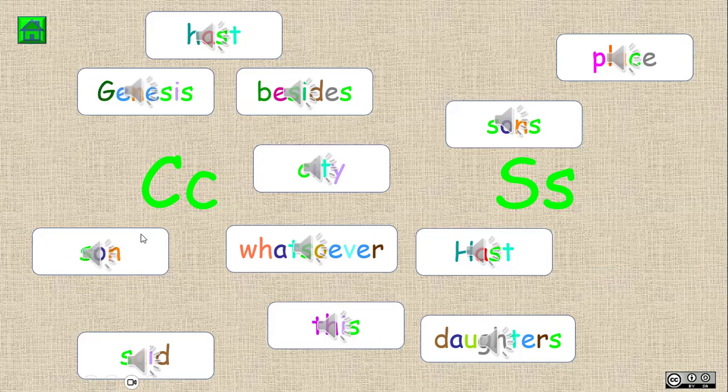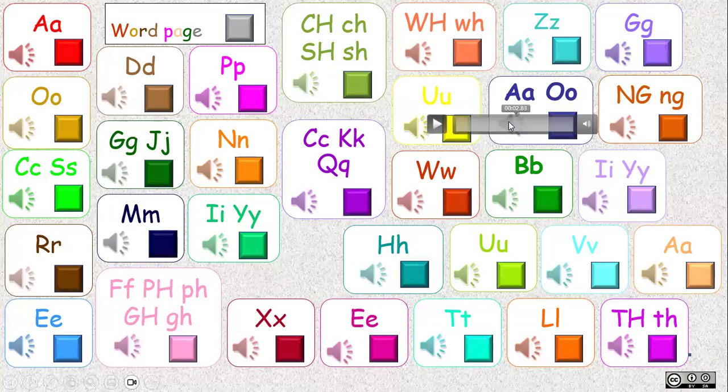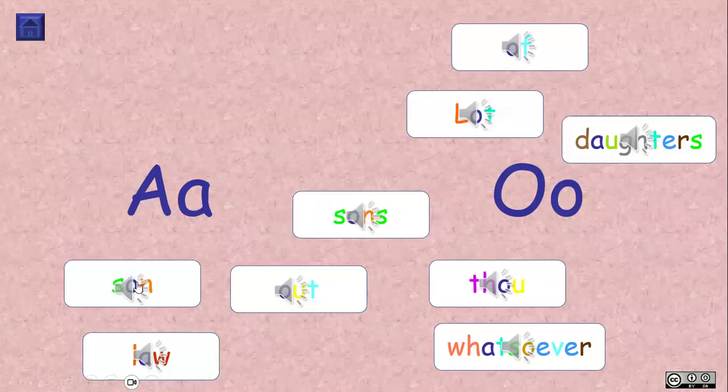The next sound is the O color. This O color is the blue color. Blue color says uh. Go to that page and we'll find the word sun.